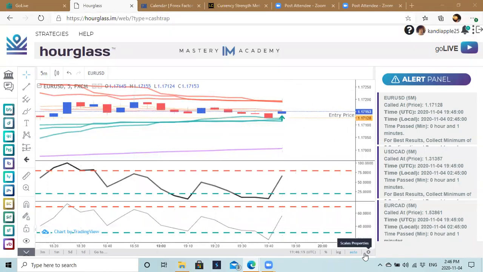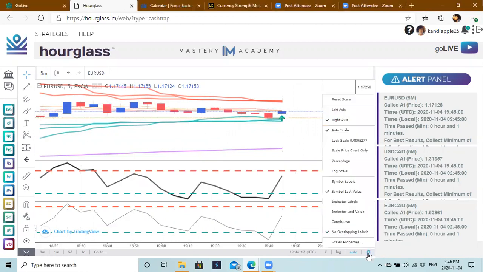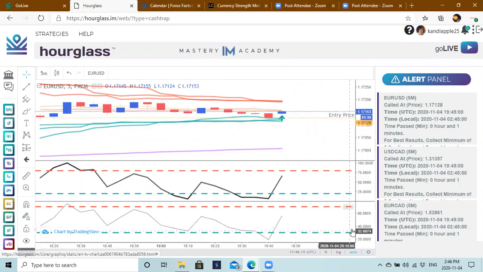Over here, this little wheel thing is the settings. If you don't have a countdown, you click that on. This lets us know how much longer we have in this candle before it switches over. So in 3 minutes and 33 seconds, a new candle will appear here.